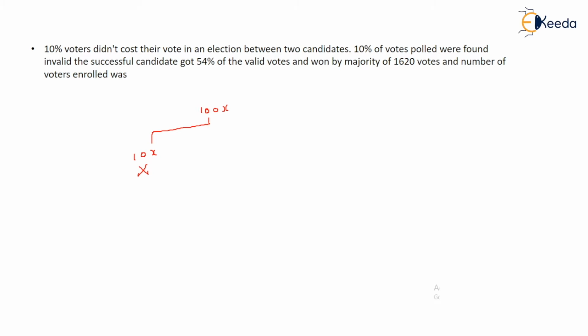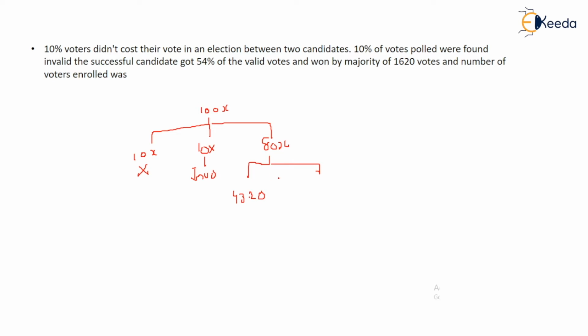The successful candidate got 54%. So again 10% of x was found invalid, right? And out of those 80x, the successful candidate got 54% of valid votes. So 54% of 80 you have to calculate. So you can simply find out. So 80 into 54, that comes out to be 43.20, right?